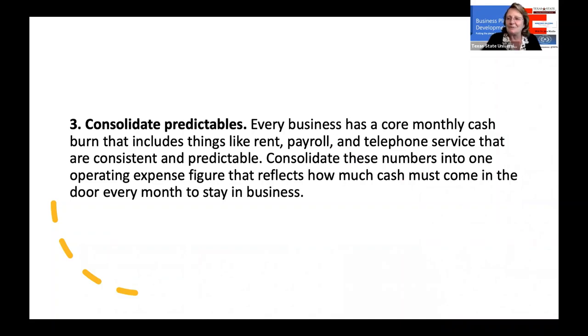Consolidate predictables is a suggestion here. Every business has a core of what they call cash burn. Burn is how much we have to spend regardless of having a customer or making a sale. What are our expenses that we're going to have every month that we know we're going to have? And regardless if we have a sale or not, what are those expenses? And that is what we call our burn rate. So how much are you burning every month in order to keep this business up and running before you have sales?